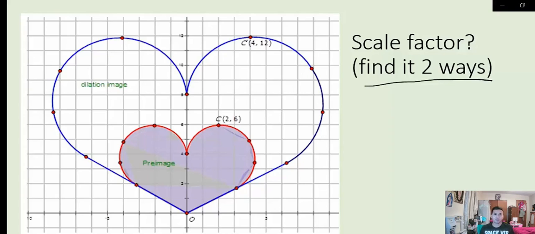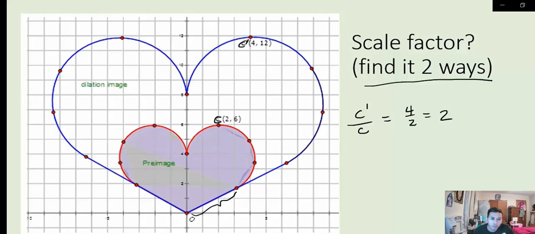Okay, let's see. From C and C prime, that is 4, 12, and 2, 6. So C prime over C, that is equivalent to 4 over 2, which is equal now to 2. As we can see here, it must be greater than 1. So the scale factor is 2. All right, that's one way.